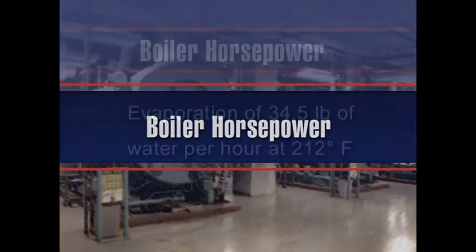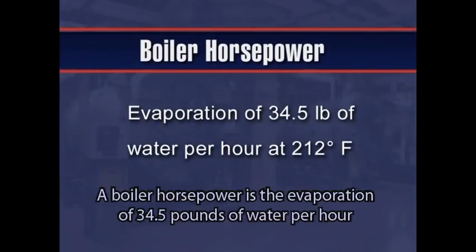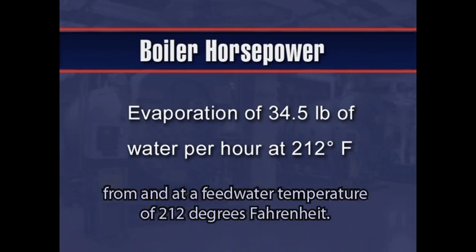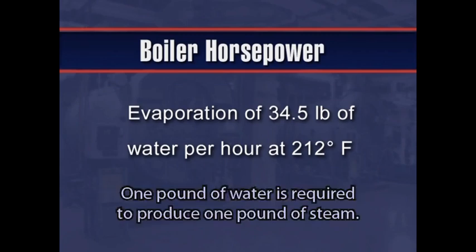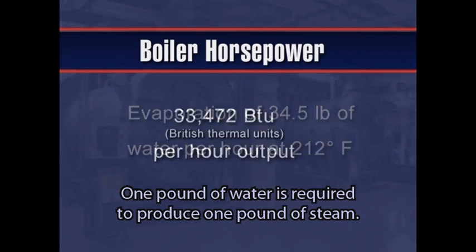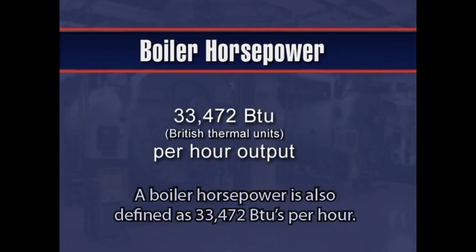Boiler horsepower. A boiler horsepower is the evaporation of 34.5 pounds of water per hour from and at a feed water temperature of 212 degrees Fahrenheit. 1 pound of water is required to produce 1 pound of steam. A boiler horsepower is also defined as 33,472 BTUs per hour.